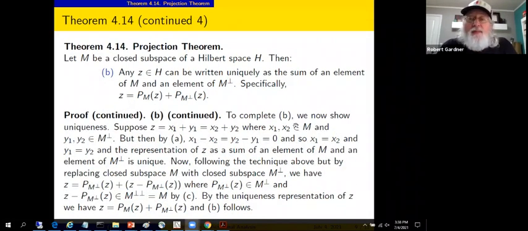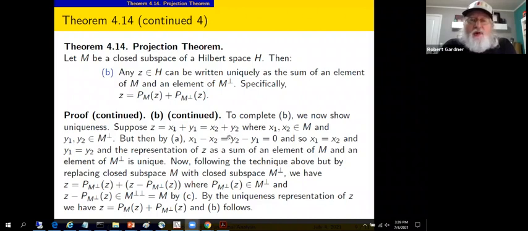So to complete part B, we need to show the uniqueness part. So suppose we can write Z in two different ways. Say Z equals X1 plus Y1 and Z equals X2 plus Y2, where the X's are from M and the Y's are from M perp. So this would represent two kinds of linear combinations, two kinds of sums that produce Z using an element of M and an element of M perp.